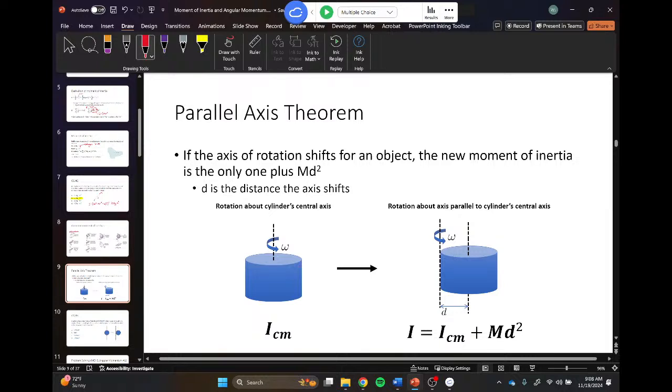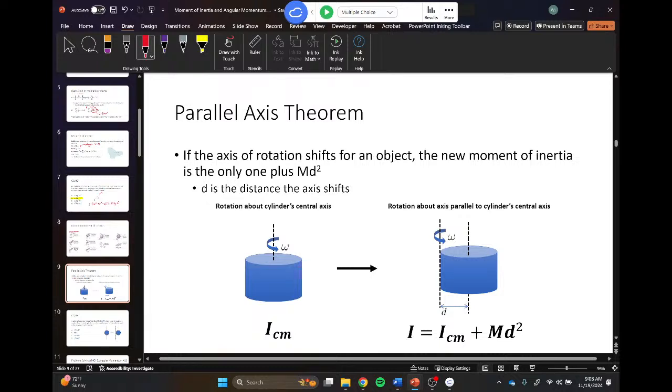And you're like, oh my gosh, do I have to integrate the whole thing again? No. It's really, really cool. Take the original moment of inertia, just add md squared, where d is how far you shifted your axis. So if you have an axis of rotation that's parallel but just shifted, just add md squared to the moment of inertia and boom, you got your new moment of inertia and it's great.